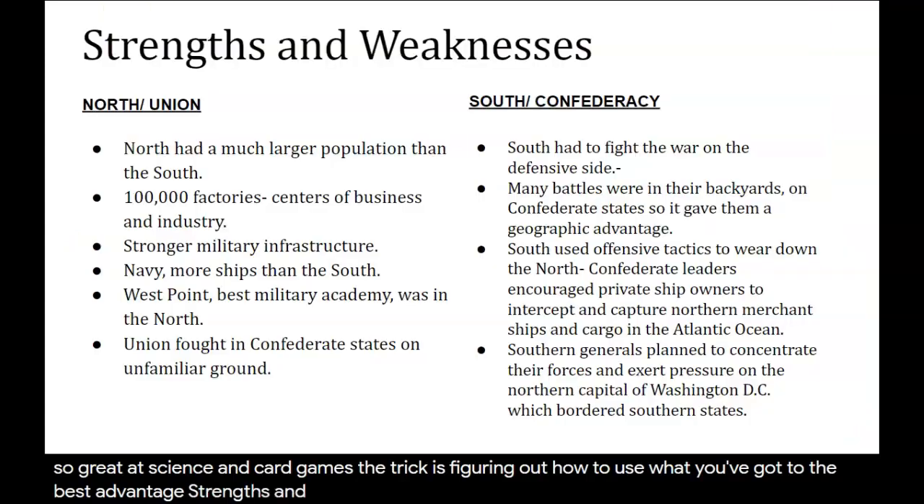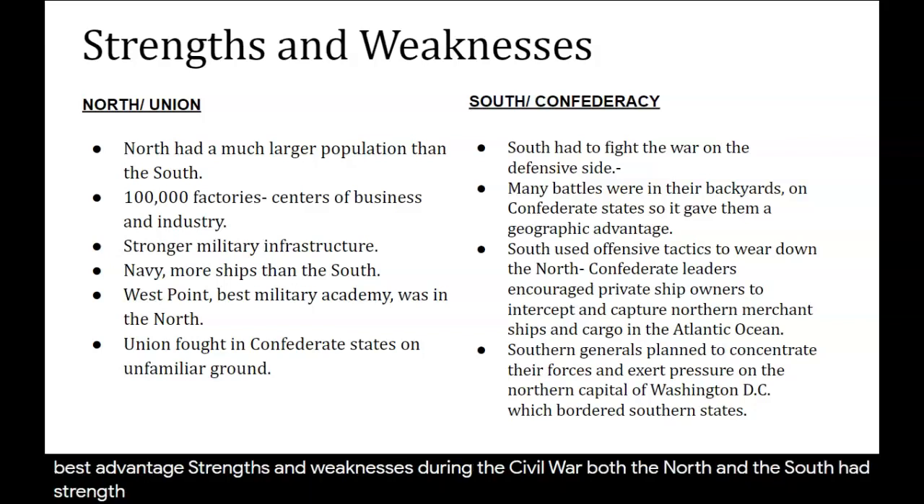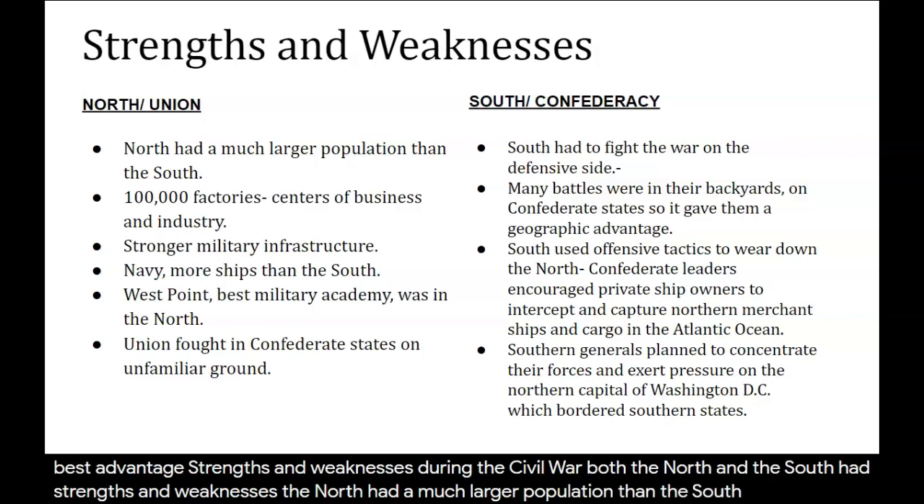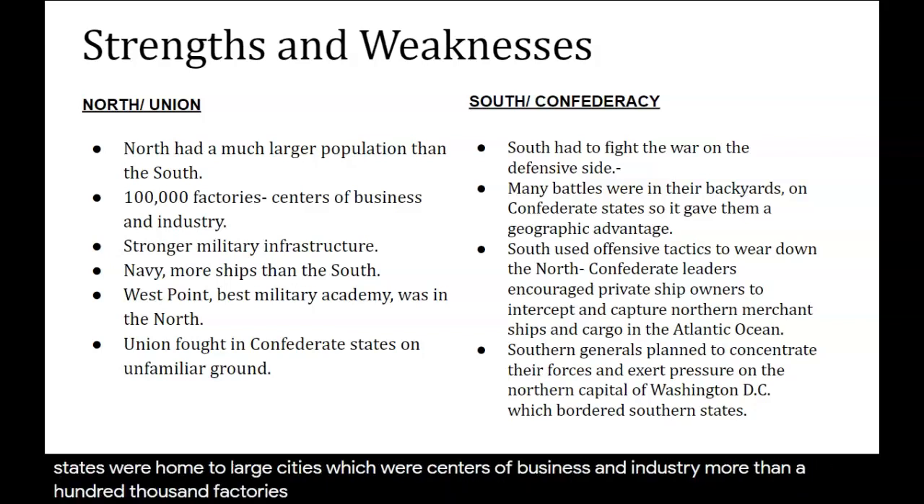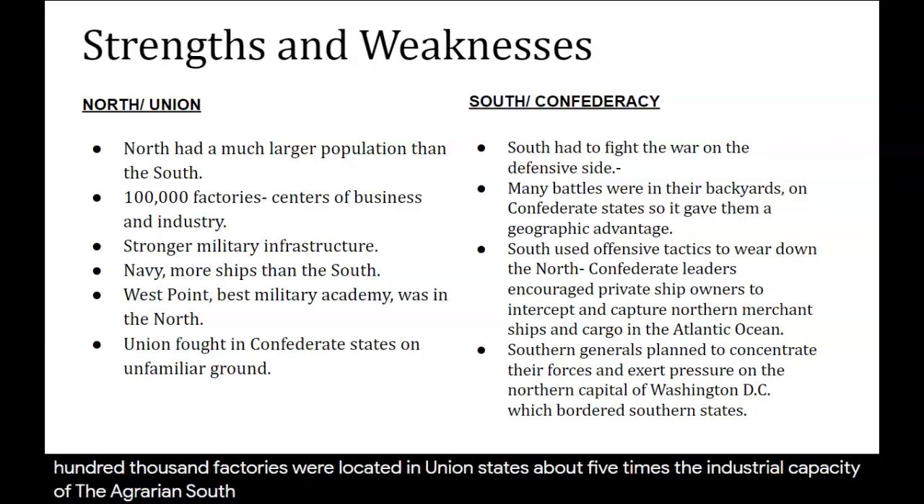Strengths and weaknesses. During the Civil War, both the North and the South had strengths and weaknesses. The North had a much larger population than the South, and Union states were home to large cities, which were centers of business and industry. More than 100,000 factories were located in Union states, about 5 times the industrial capacity of the agrarian South.